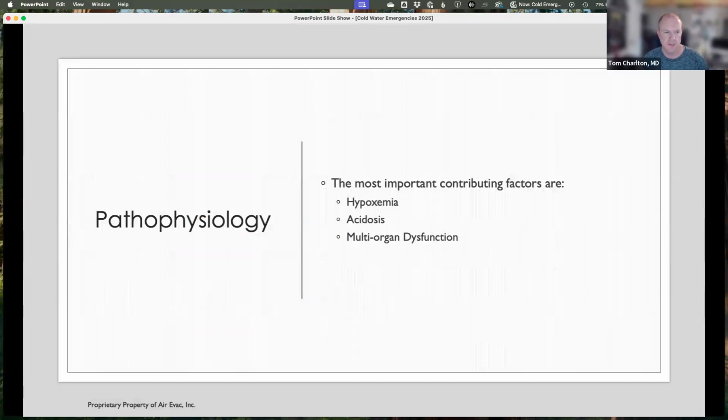So let's talk a little bit about the pathophysiology of drowning. There are a few different factors that we have to keep in mind. Hypoxia, and the degree of hypoxia we get, along with how quickly we become hypoxic. Acidosis, meaning the buildup of lactic acid in our system along with carbon dioxide. And then this both leading to multi-organ dysfunction, which can make managing these patients days later very, very difficult when they're in the intensive care unit.